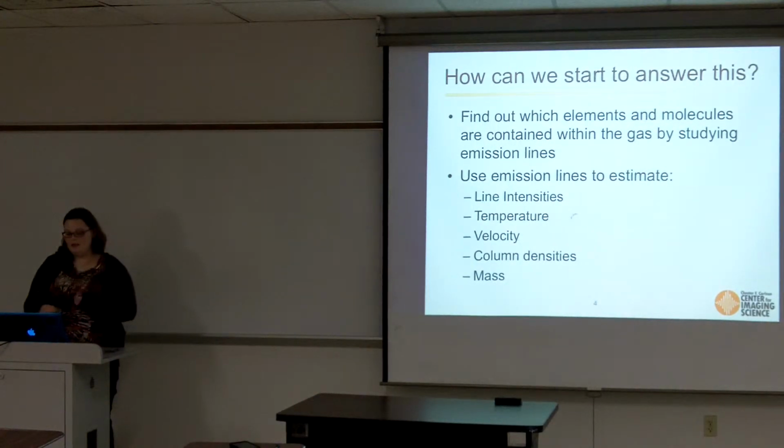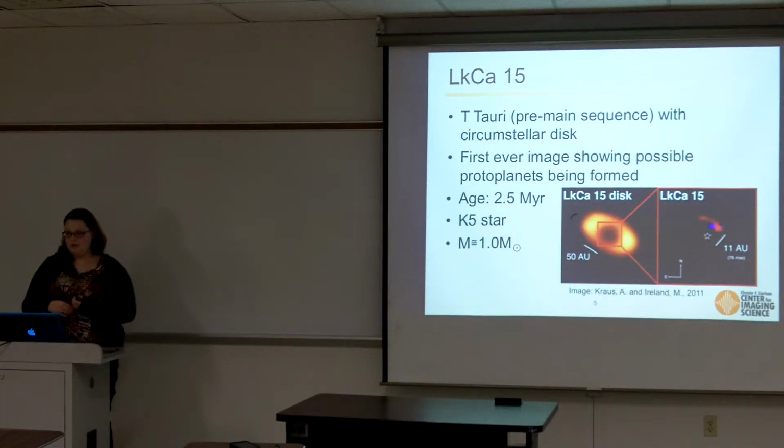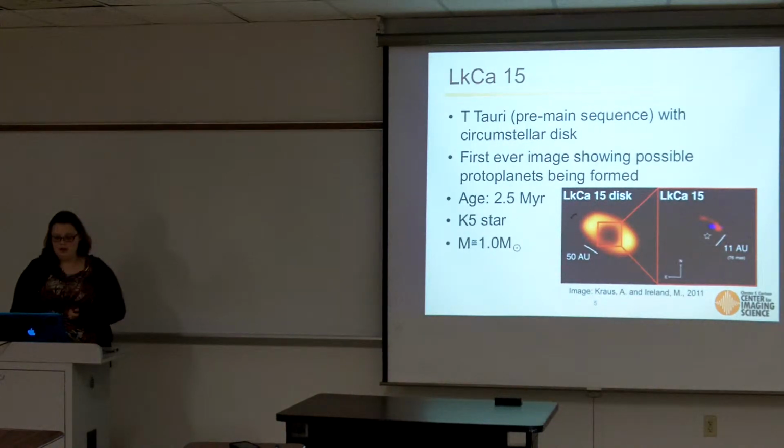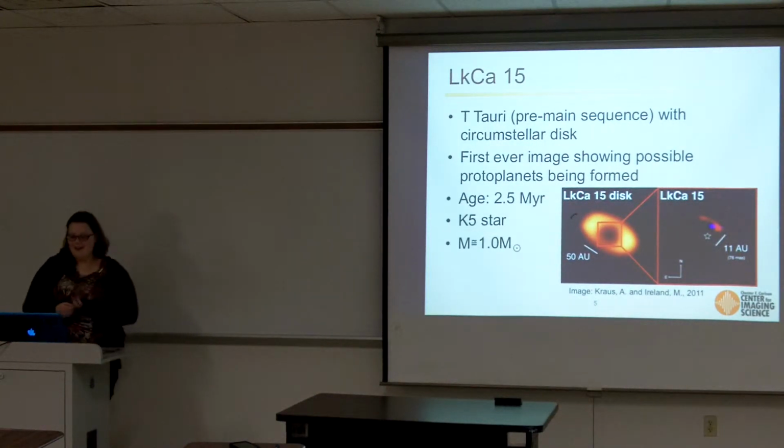So I focused on this star. A little bit about it. It's a pre-main sequence star with a circumstellar disk. You can see it right here. There was a paper published in 2011 about it being the first ever image showing possible protoplanets being formed, but that's widely debated, so I'm not going to go into that. But the age is about 2.5 million years, and it's about a solar mass star, which may be interesting so we can see what our past looked like, maybe.